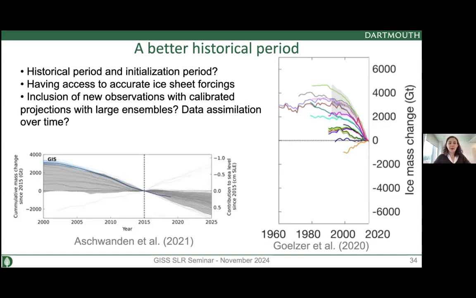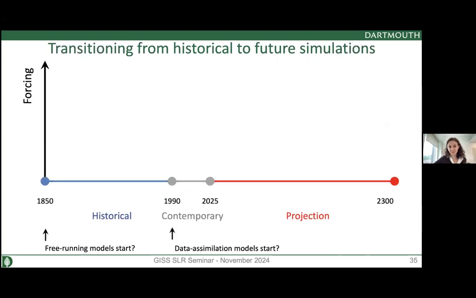Some people start thinking about Bayesian calibration, running large ensembles, or data assimilation over time. So these are all ideas to improve these historical simulations. And it's, again, including ice models, but also people who will have a better idea of ocean conditions, atmospheric conditions, melt parametrizations, and so on.